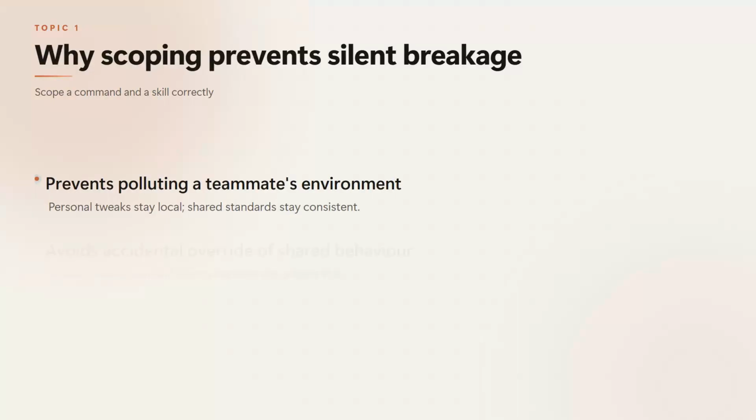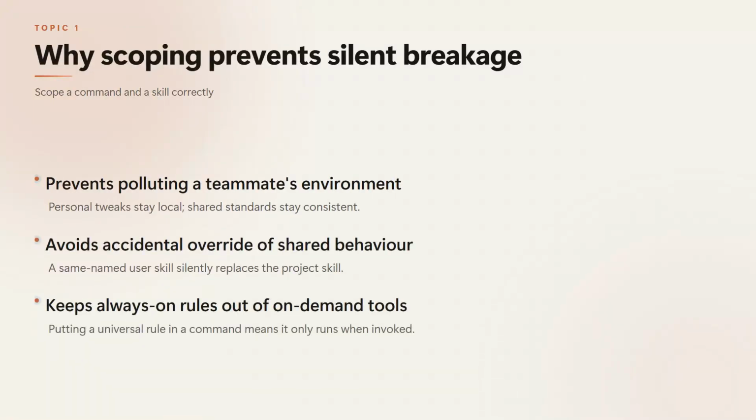Without correct scoping, you get silent breakage in production. Imagine you add a personal deploy check step that skips a security scan during late-night debugging. If you put it in the project skills directory, you've just weakened every teammate's deployment. Or if you put it in your user directory under the same name, you override the shared skill for yourself, and if your config ever gets shared, you've changed someone else's behavior without them knowing. The cost is trust. The team can't rely on the shared configuration if personal changes leak in. Correct scoping is the firewall that keeps personal experimentation from becoming team-wide risk.